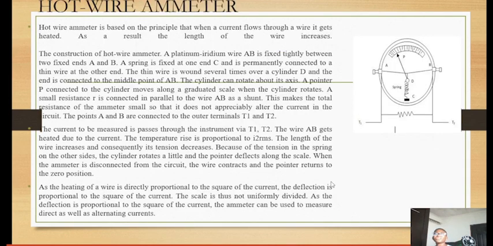This is the extension of the hot wire ammeter. The hot wire ammeter is based on the principle that when a current flows through its wire, it gets heated, and as a result, the length of the wire increases.